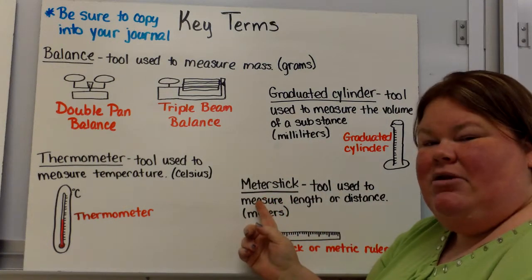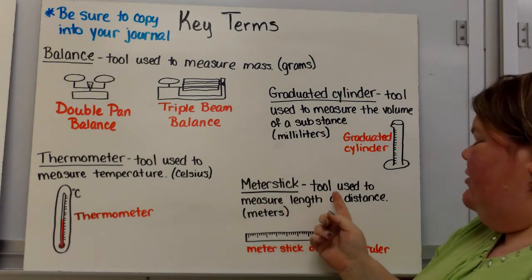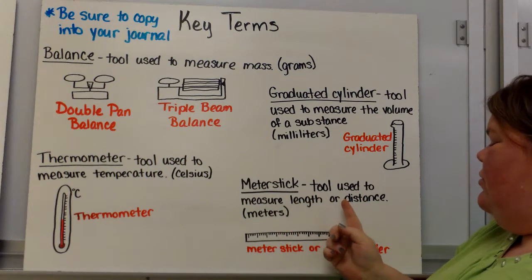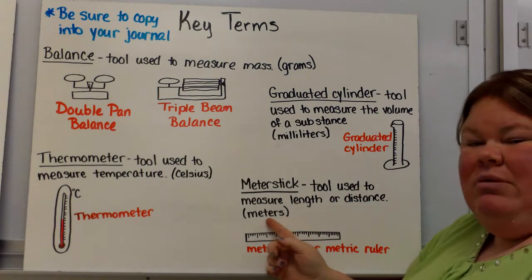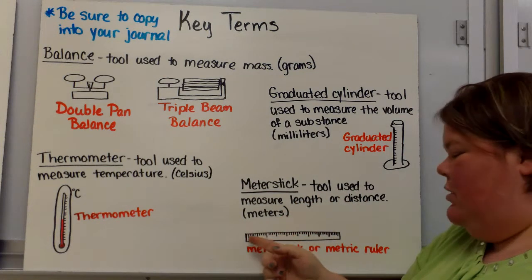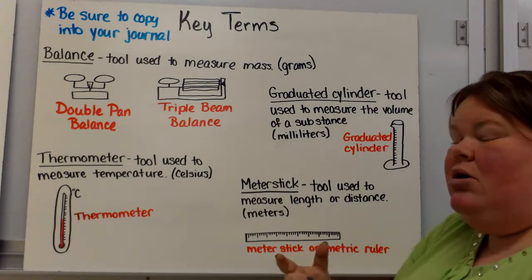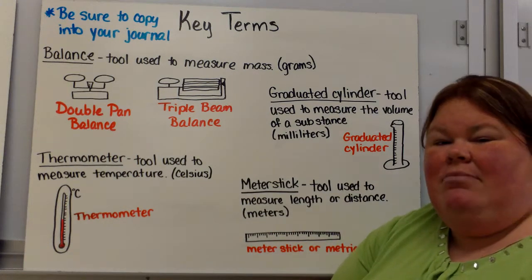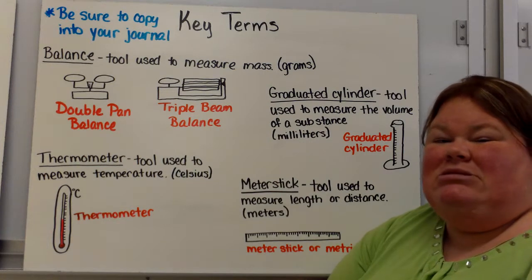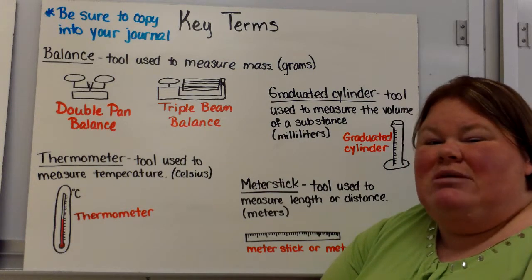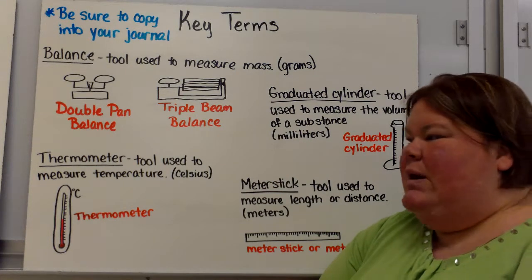Then we have a meter stick. A meter stick is a tool used to measure the length or distance. We measure in meters. So you can have a meter stick or what's also called a metric ruler. Sometimes this could be a tape measure, sometimes a centimeter ruler as well.